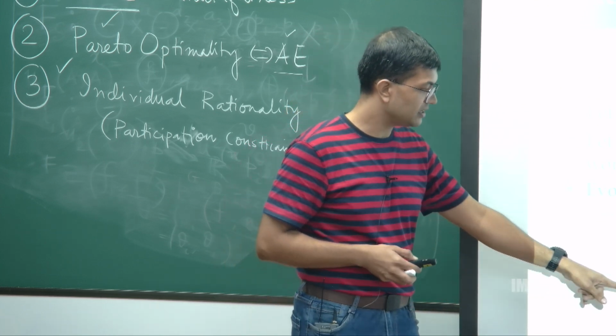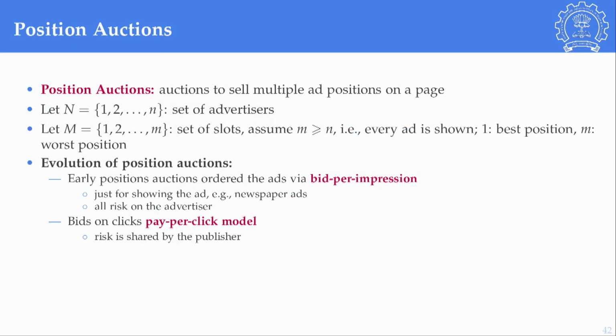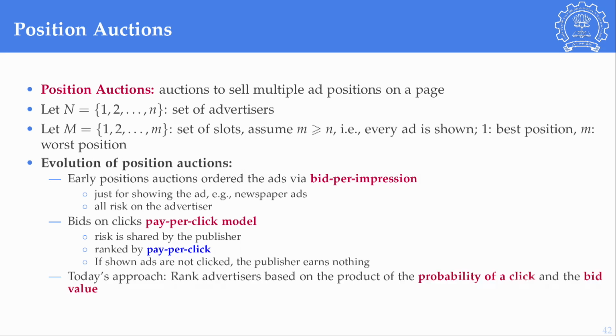What is different between the bid per impression and pay per click model is that now the risk is also shared by the publisher, not just the advertiser. Of course, the advertiser has to be clever to put the bids in a slightly clever manner, but the publisher gets no money if it shows an irrelevant ad which never gets clicked. Historically, it was just ranked by the pay per click. If shown ads are not clicked, the publisher earns nothing. So, this is not a very good idea.